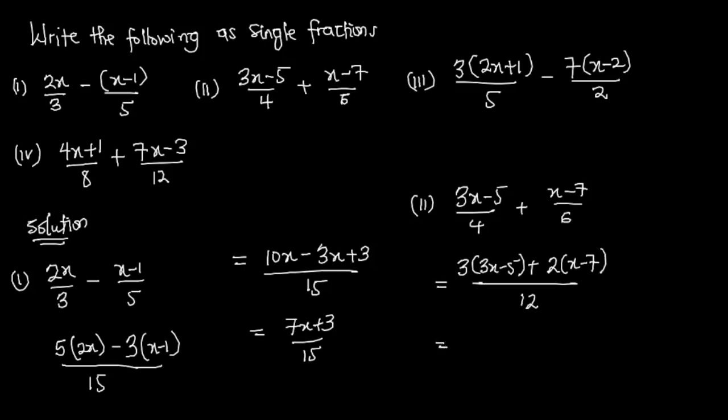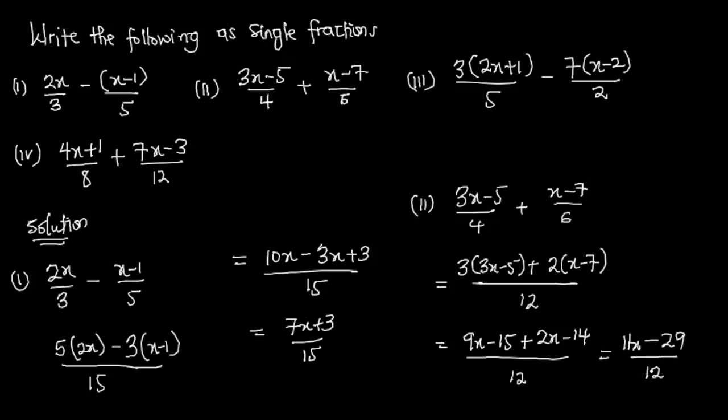So from here we can expand the bracket and simplify our expression to have our final answer. 3 multiplied by 3x will give me 9x. Then minus 3 multiplied by 5 will give me 15. Plus 2 multiplied by x will give me 2x. 2 multiplied by negative 7 will give me negative 14, all on 12. So from here, I have 9x and 2x. 9x plus 2x will give me 11x. I have negative 15, negative 14. That will give me negative 29. So I have 11x minus 29 on 12.